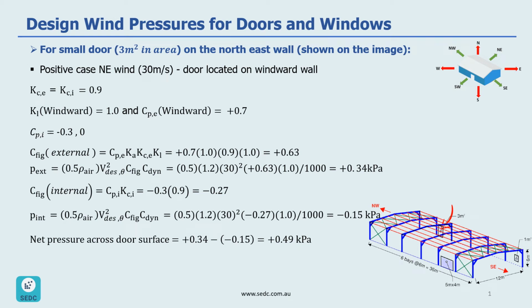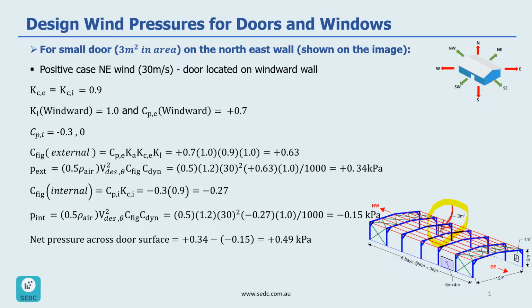In this section, we want to calculate the design wind pressure for the small door which has 3 square meter area and is located on the northeast wall, which is shown here. For this door, we might have 3 different situations for wind loading.